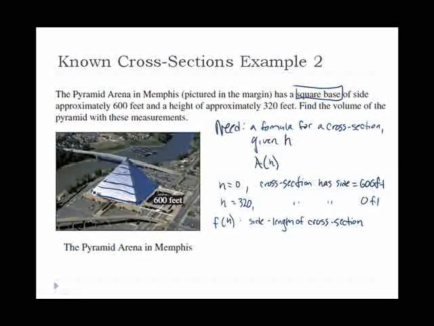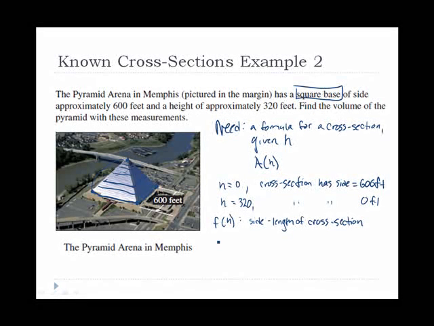If you think of f of h as the side length of a cross-section, that's what the function is describing. We're putting in height, we're getting out the side length of the pyramid. It's the side length of the cross-section for a given height. We input 0, we get out 600. We input 320, we get out 0. And we know it's linear because our rate of change is constant. We don't have a pyramid that looks like this where it's changing at different rates. Our sides are changing at a constant rate.